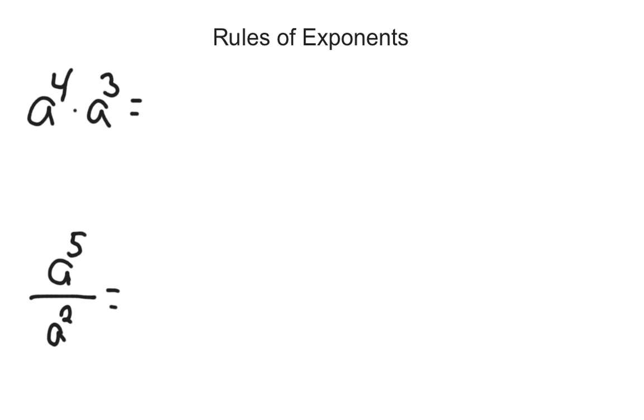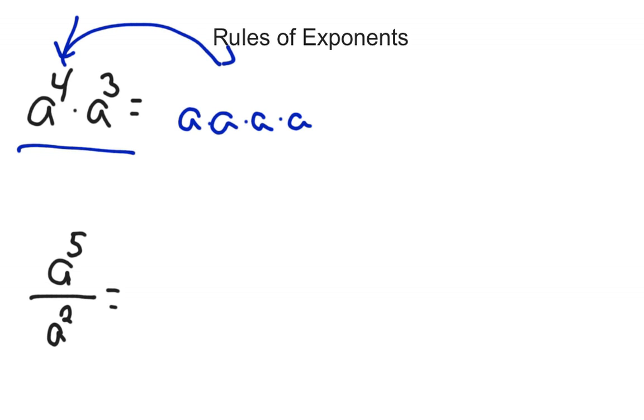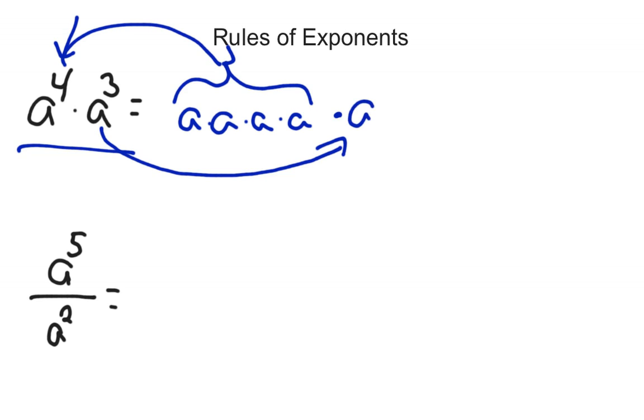So I want us to look at this. If I'm doing this first one here, a to the fourth power times a to the third power, let's think about what that means. A to the fourth power means a times a times a times a, there are four of them. So a to the fourth power is really all of this right here. But then we're multiplying times a to the third power, which is a times a times a.